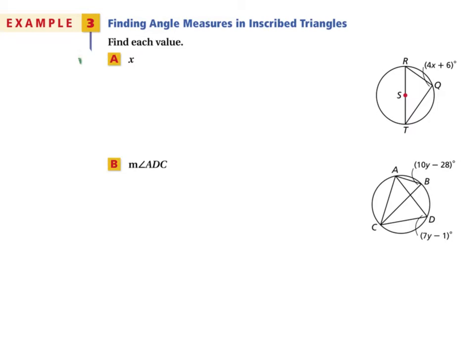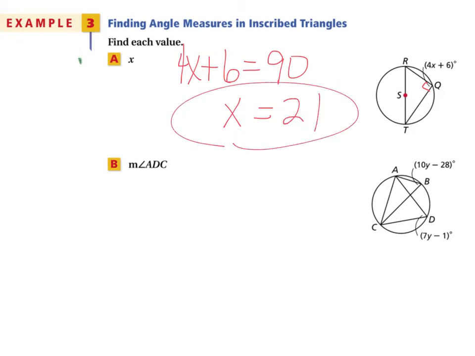Let's do 2 examples. Find x. Piece of cake. Because we know this inscribed angle, it makes a semicircle here. We know that 4x plus 6 is actually a 90-degree angle. So you would do 4x plus 6 equals 90 degrees. I solve the equation, subtract 6, divide by 4, you're going to get 21. So the value of x is 21.